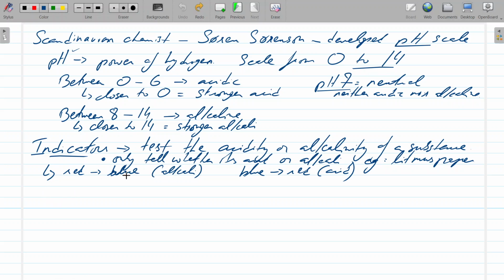Okay, so litmus paper is an example. There are other liquid indicators that also only change color. For example, you've got methyl orange and thymolphthalein. There's a table given in your book which tells you how they change color between acids and alkalis. Then there's something called universal indicators.